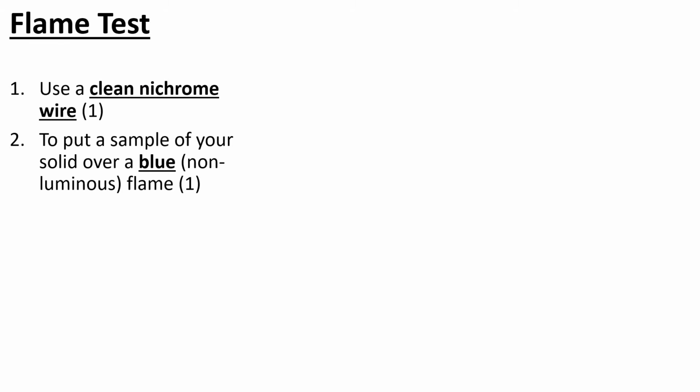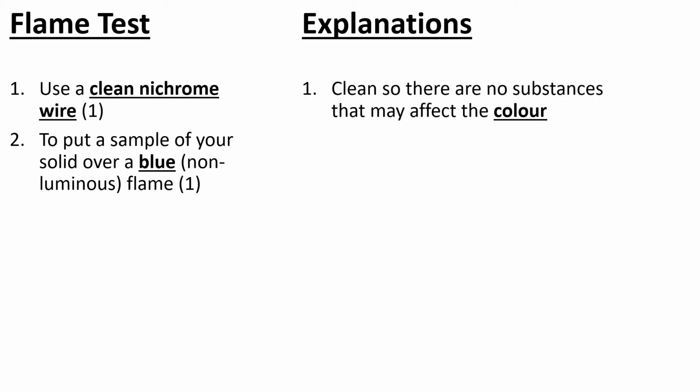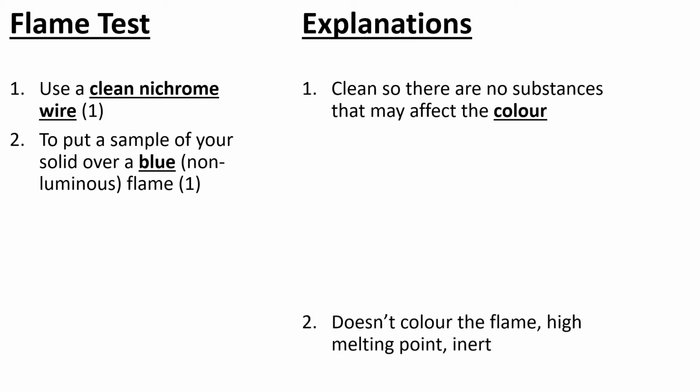Okay, so this is how to carry out a flame test, and it's a two-step process. You use a clean nichrome wire and you put a sample of your solid over a blue flame. Here, the explanations for the first point is that it needs to be clean so that no substances may affect the colour. Colour is the main thing in this experiment. So anytime you explain why you do something in the flame test, you always use the word colour.